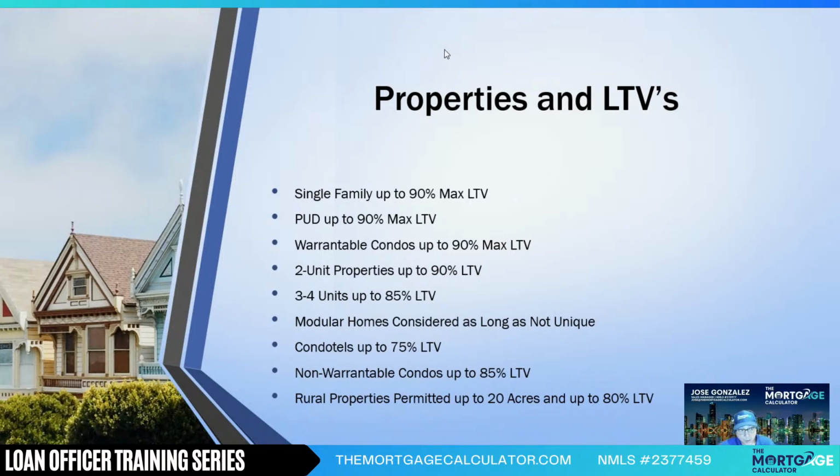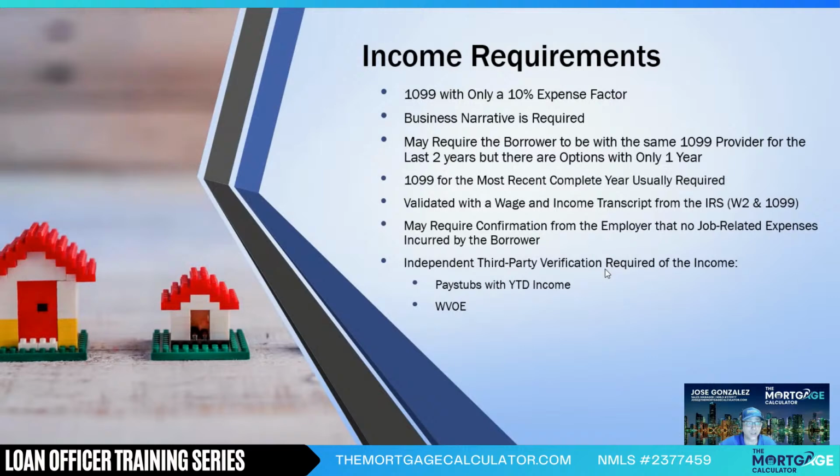Modular homes are considered as long as not unique properties, and condo hotels, which are all the rage now, up to 75% LTV. And we can even do, it's always a tough one, right? Tongue twister there. Rural properties permitted up to 20 acres and up to 80% LTV on our 1099 program. That's not too bad. Non-warrantable condos up to 85% LTV.